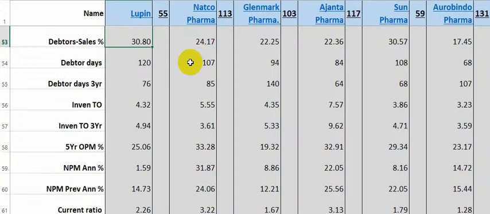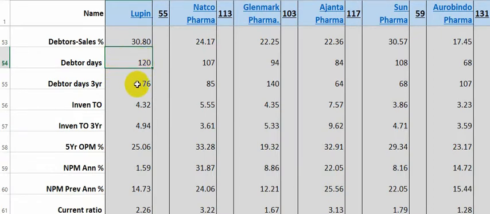Natco Pharma has also gone above 100 days, as well as Sun Pharma above 100 days. Most of the companies have managed to keep it below 90 days. Let us look at 3 years back where these companies were. 3 years back, Lupin was collecting its payment from the customers within 76 days, whereas currently that has increased to 120. So this is not a good sign.